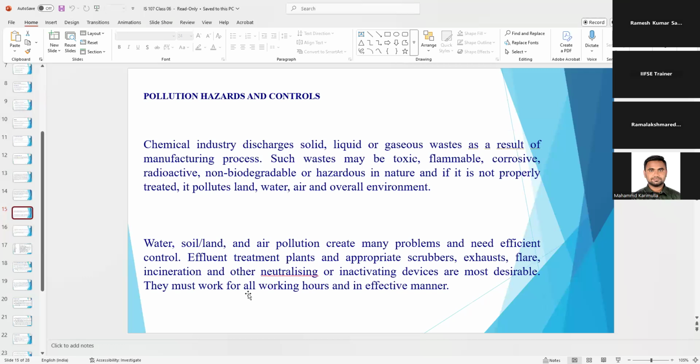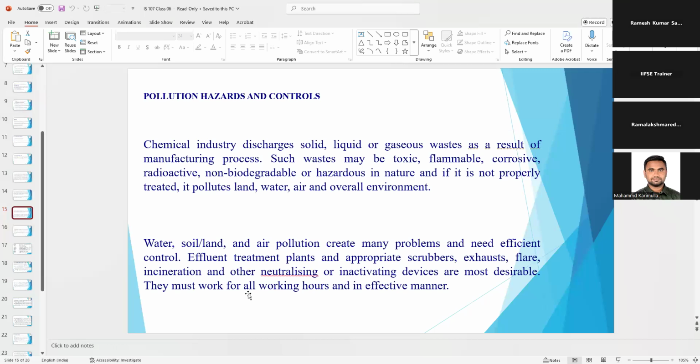So other process controls are also utmost required to avoid pollution. They must work all working hours. It does not mean that whenever the inspector of factories comes, everything will work fast and be smooth. Whenever a US FDA audit comes, everything will be clean and working. Whenever any customer audit comes, everything will be working, everything is fine. Not like that.